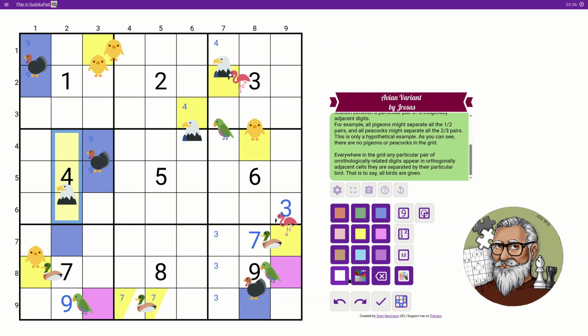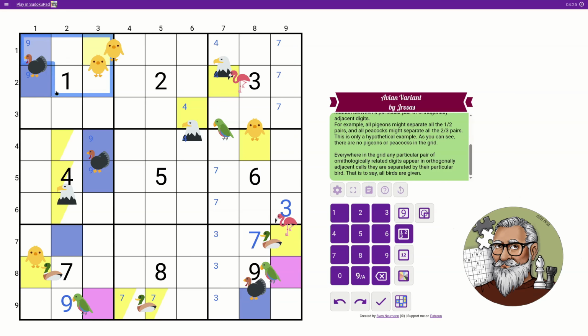Now I need to start using the negative constraint somehow. Yeah, I can't have 7 here anymore because 7 in yellow requires a duck, right? So these become 7. Can't have 7 next to the yellow. What else? Where is 7 in box number 1? Well, this isn't 7, obviously, and these aren't 7. So one of these two is 7. So this one isn't 7. Doesn't really help very much, does it?